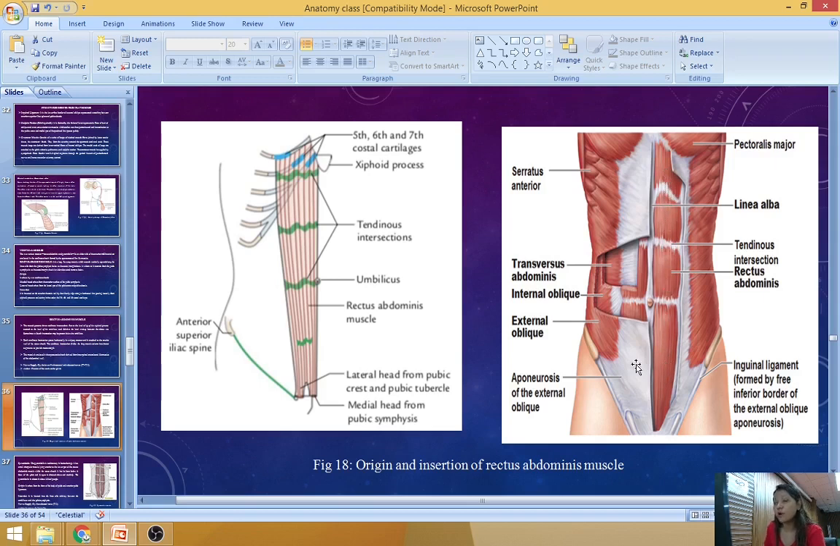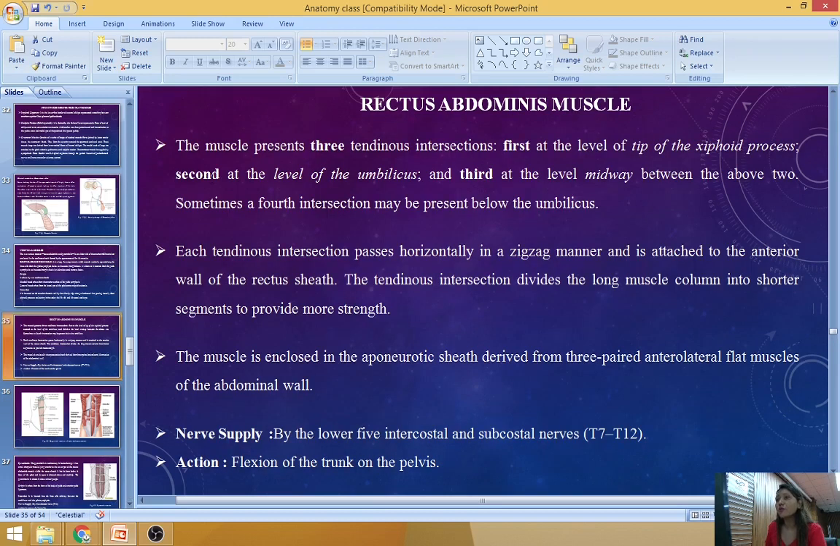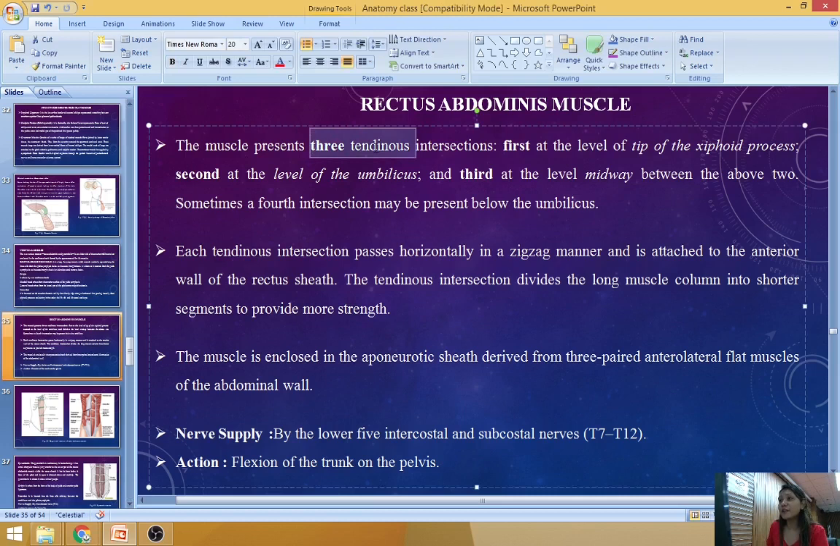Why do the packs occur? Because of the tendinous intersections. This white thing you can see, no? These are the tendinous intersections which convert the rectus muscle into the 8 packs, 6 packs. So the muscle presents 3 tendinous intersections. First at the level of the tip of the xiphoid process, second at the level of the umbilicus, and third at the level midway between the above two.